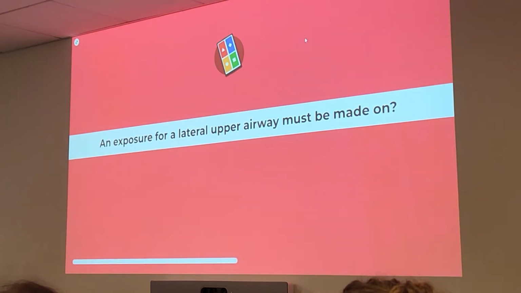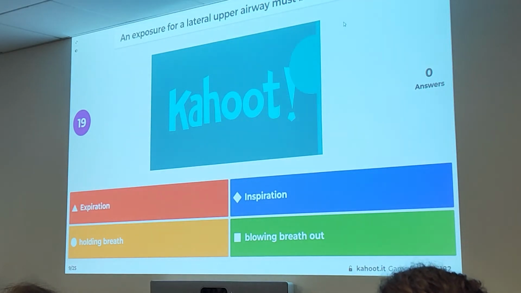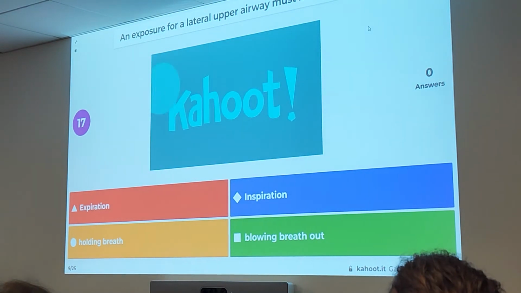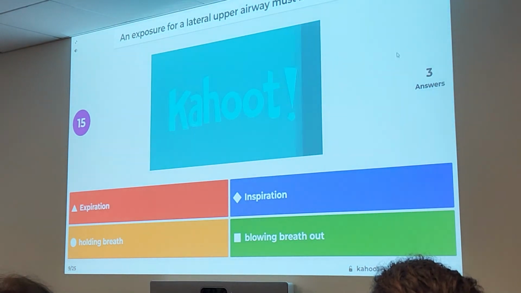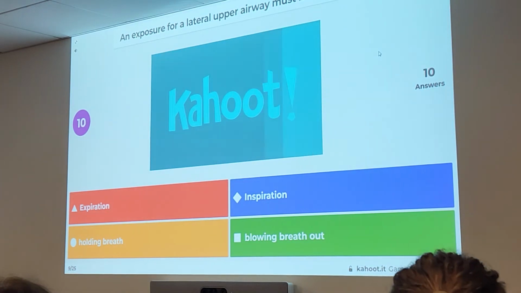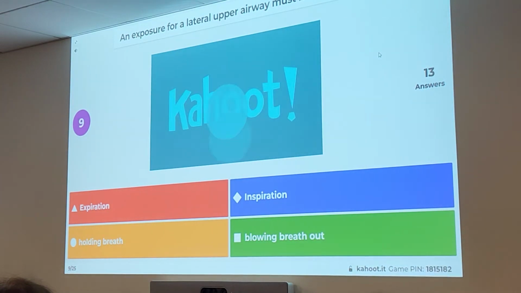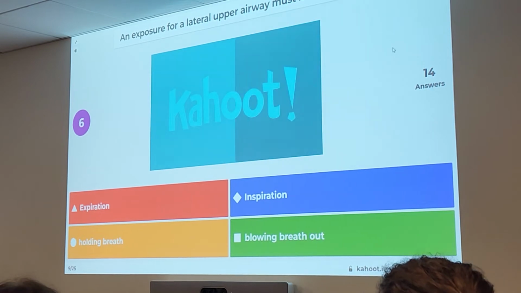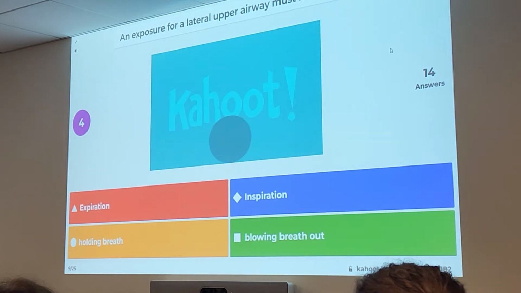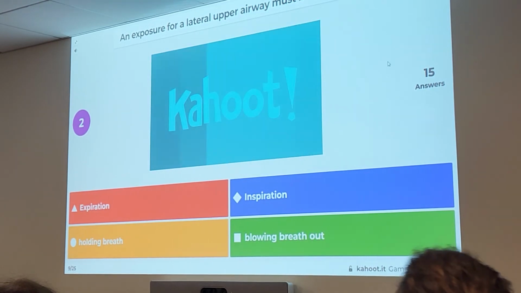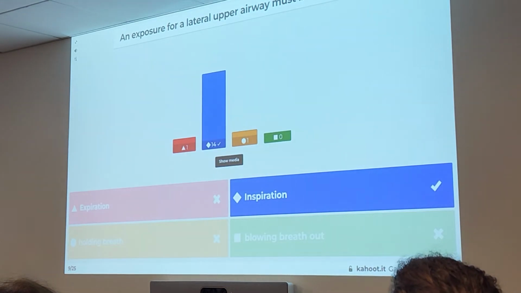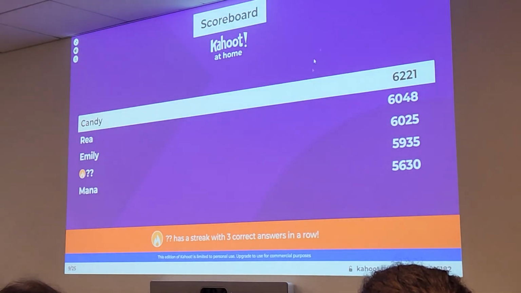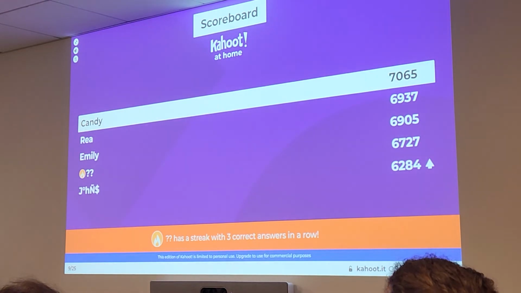An exposure for a lateral upper airway must be made on what? Inspiration, very good. Inspiration, to fill up the trachea with air.